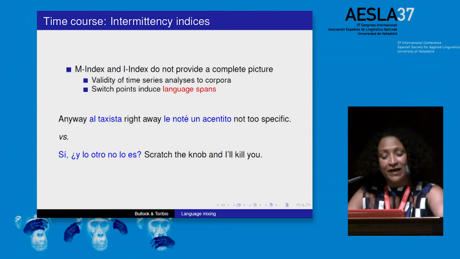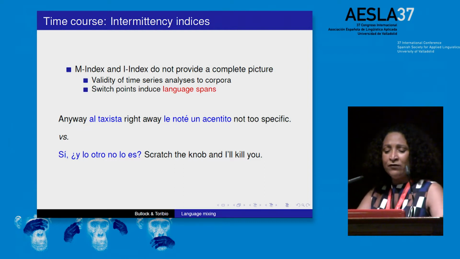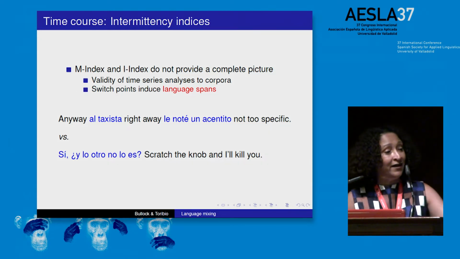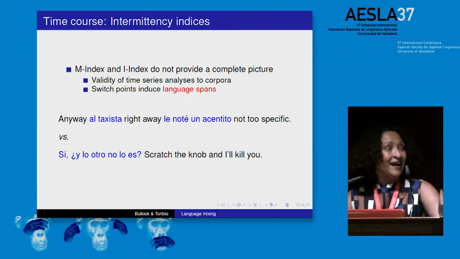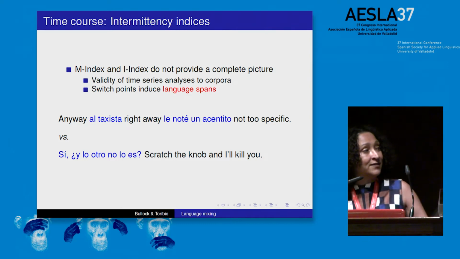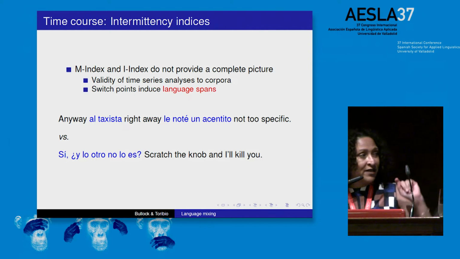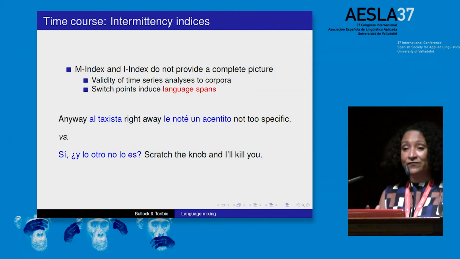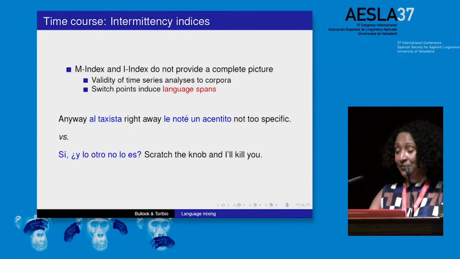Anyway, al taxista, right away le noté un acentito not too specific. Okay? Very nice. Compare that with the second example. Sí, y lo otro no lo es, scratch the knob and I'll kill you. You can see that you have very different types of language spans in them.